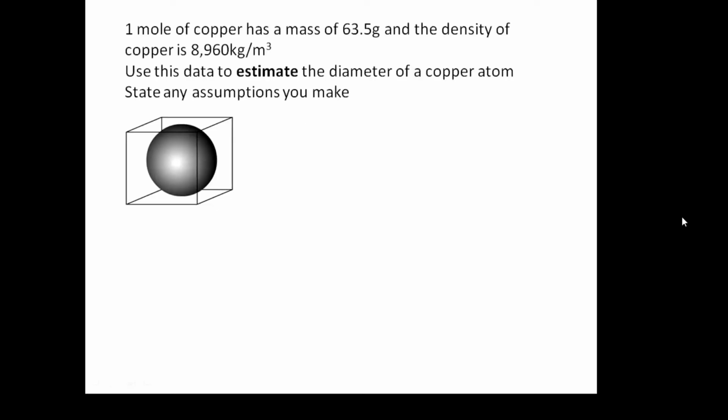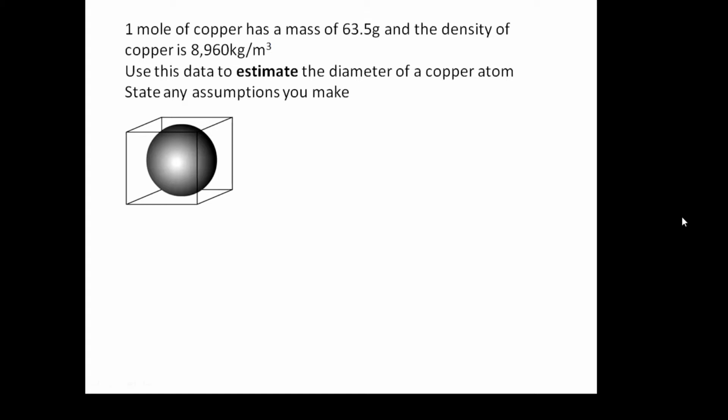There's this calculation here. A mole of copper has a mass of 63.5 grams. The density of copper is that. Use that data to estimate the diameter of a copper atom. State any assumptions you make.